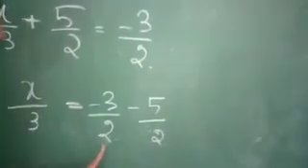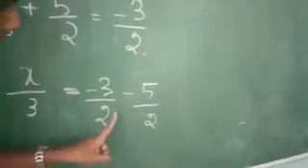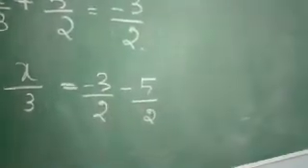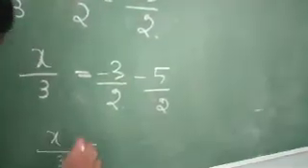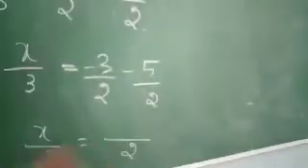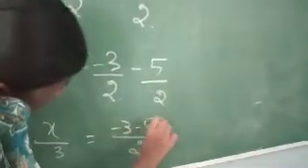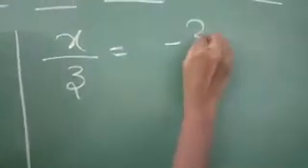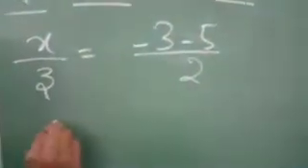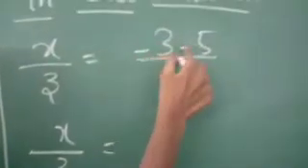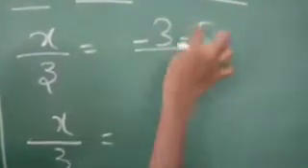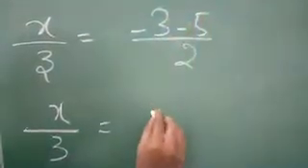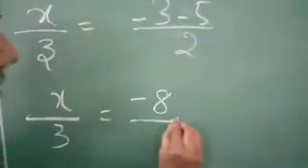So now you see, first you solve this RHS side because here the denominators are same. So you simply add these two numbers. You keep x by 3 as it is. Now you put the denominator same and you see minus 3 minus 5 by 2. See here, if the signs are same you simply add and put the same sign. So 3 plus 5 is 8 and the same sign is minus 8 by 2.